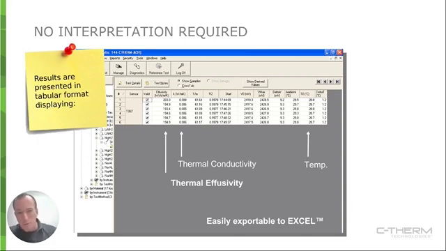So what you get in terms of the software output is a tabular output of the thermal conductivity and effusivity results. And it's plotted like what you see on this screen capture with the tabular output of those thermal properties and also the temperature recorded along with some diagnostic data that speaks to the quality of the measurement.